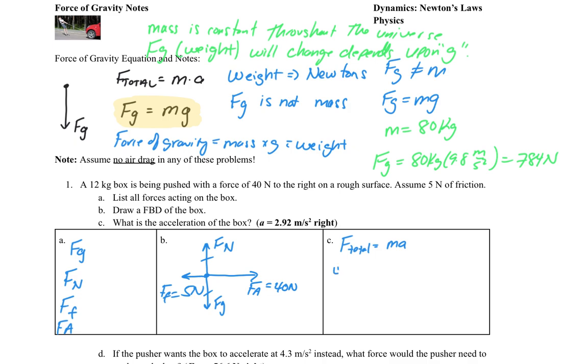So for the total force, I just add up all the forces, so I have 40 newtons. And I'm not going to add that 5 newtons because I know it's acting in the opposite direction to the applied force, so I'm going to subtract that. 40 newtons minus 5 newtons is equal to the mass of the object, which I know is 10 kilograms, times the acceleration, which is what I'm trying to solve for. So 35 newtons is equal to 12 kilograms times acceleration. I can divide both sides by 12 kilograms, and I should come up with the acceleration being 2.92 meters per second squared. I know it's to the right because I know the larger force is acting to the right.